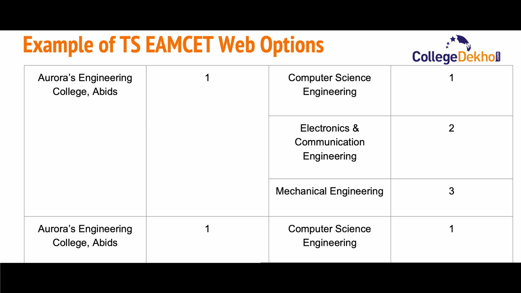Hence, if the seats are allotted, it will see that if you have given priority number 1 to Aurora's Engineering College, then the first preference will be this college, and in this college the very first preference will be computer science engineering and then electronics and communication and in the last mechanical engineering. But if the seats are not available for this college, then your third priority is Aurora's Technology and Research Institute, for which the very first priority is mechanical engineering, second is computer science, and if the seats are not vacant, then you will be given electronics and communication engineering.